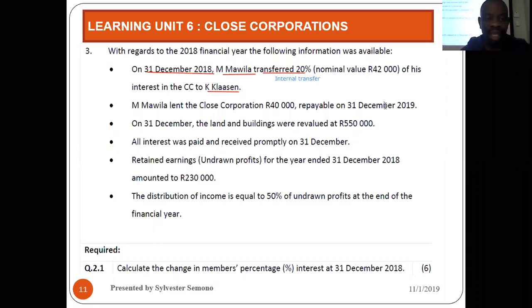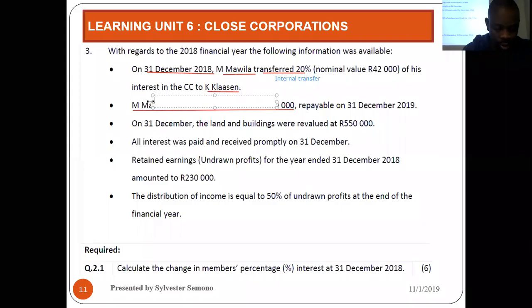Okay. They say Mawila lent close cooperation how much? 40,000. Can you see now? So what do they mean? It means this is a loan from a member. We call this loan from a member. Remember, we're just analyzing.